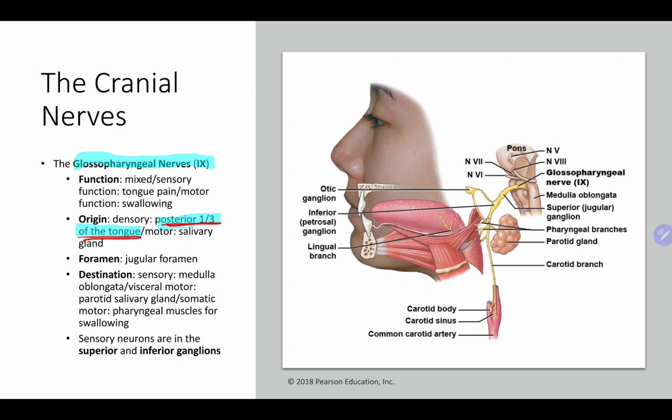And you can kind of see it's coming off of this glossopharyngeal nerve. One of the branches, this lingual branch, is innervating that posterior 1/3 of the tongue. So remember that the glossopharyngeal nerve is cranial nerve 9. And remember, of course, we have the vagus nerve, that's cranial nerve 10. The accessory nerve is cranial nerve 11. And then the hypoglossal nerve, that's cranial nerve 12. So just remember those two.